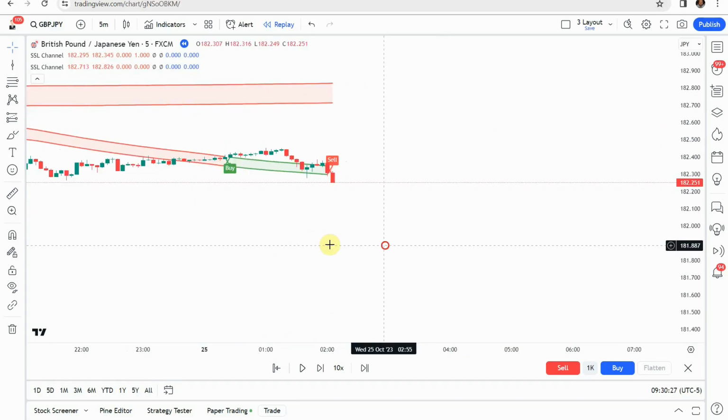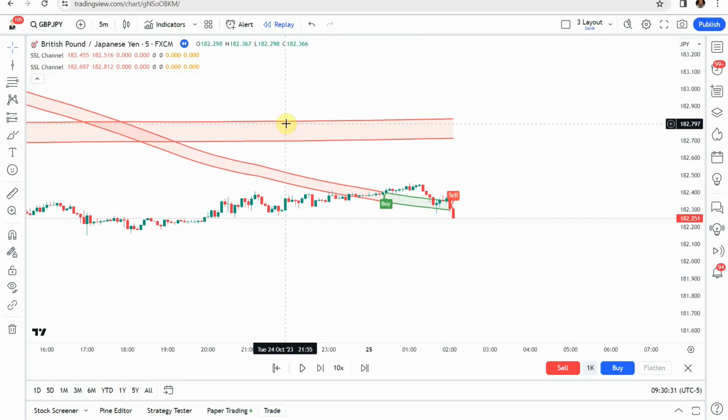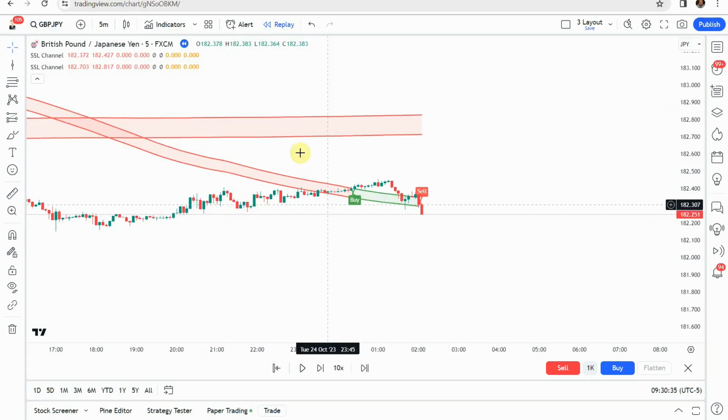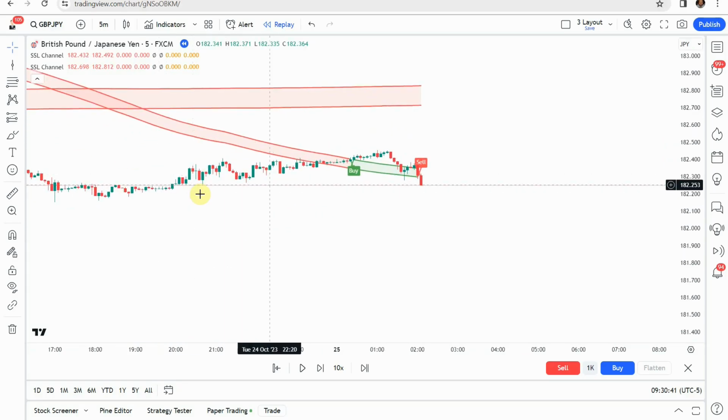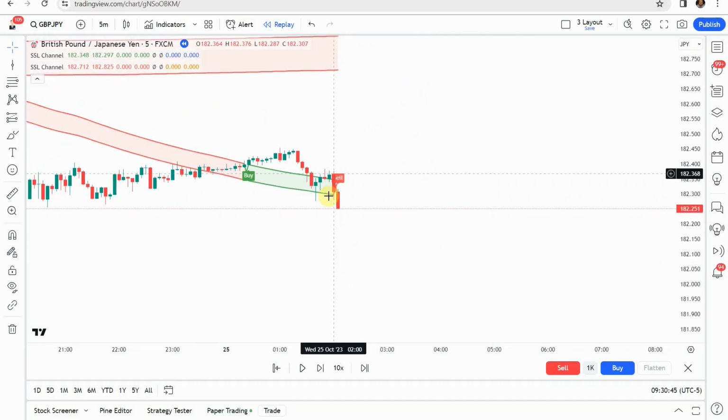Alright, so let's go ahead and look at a sell signal here. So again, we have the larger channel here giving us the overall trend direction. It's in red, so we're in a downtrend. Then the smaller channel breaks out below that larger channel. Then we get price that pulls back into the smaller channel there. And then once again, we get a sell signal right here.